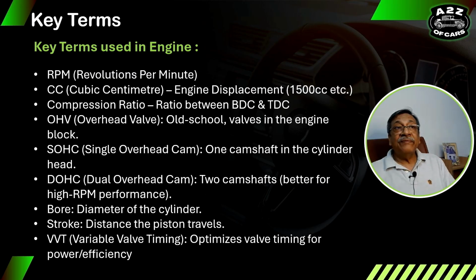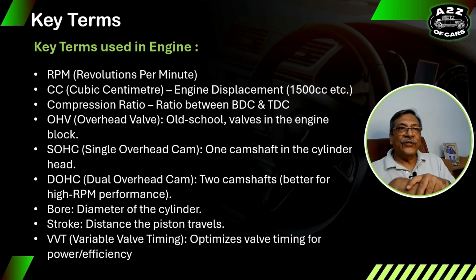So the key terms that we use in an engine are RPM. RPM is revolutions per minute. They are measured at the crankshaft. Then second is cubic centimeter, cc. We say a 1500 cc engine or 1.5 liter engine. So 1.5 liter or 1500 cc is the same thing, right? So that is engine displacement. Engine displacement is measured on all the four cylinders combined, right?